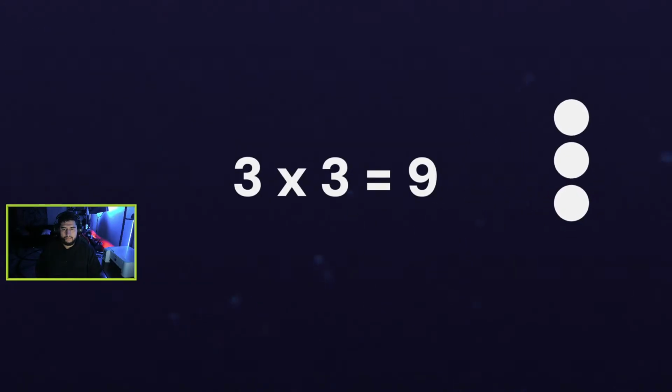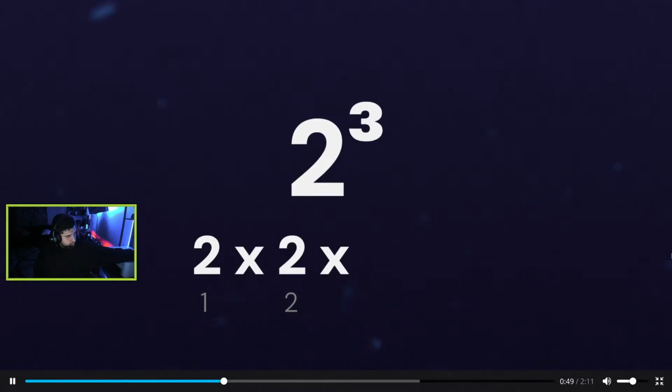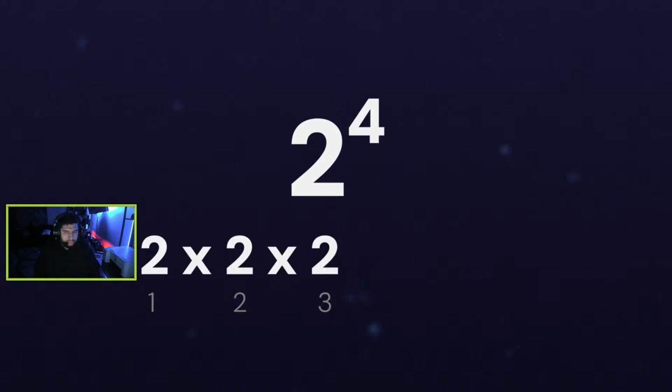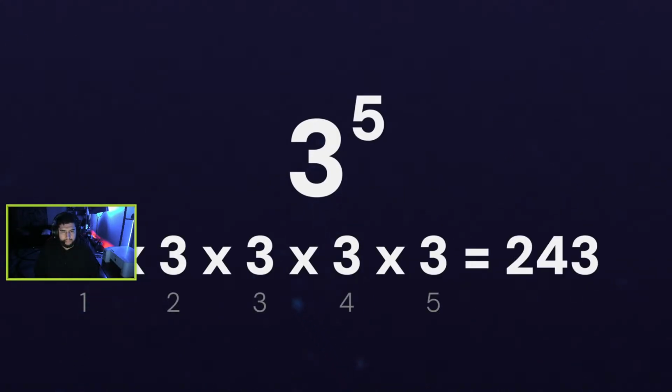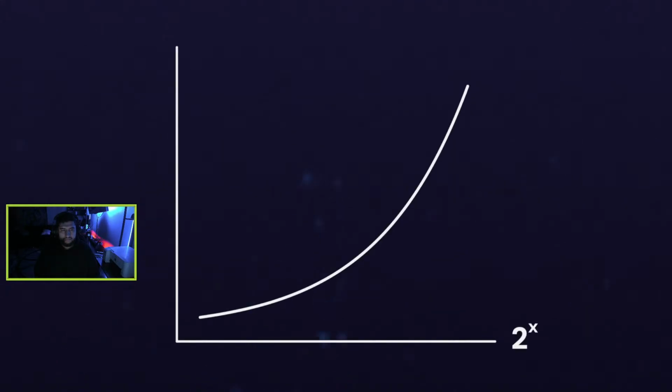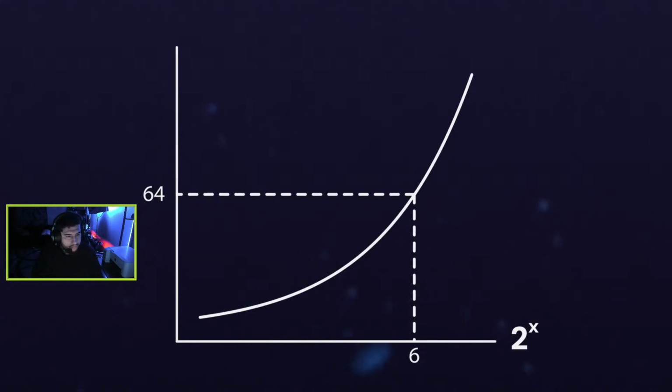This relationship between multiplying and adding is very similar between exponents and multiplication. 2 raised to the power of 3 just means 2 multiplied by itself 3 times. So 2 raised to the power of 3 is 2 times 2 times 2, which is 8. 2 raised to the power of 4 is just 2 times 2 times 2 times 2, which is 16. And 3 raised to the power of 5 is just 3 times 3 times 3 times 3 times 3, which is 243. So the results of exponentiation actually get really big really quickly. 2 to the 6th is twice as big as 2 to the 5th.